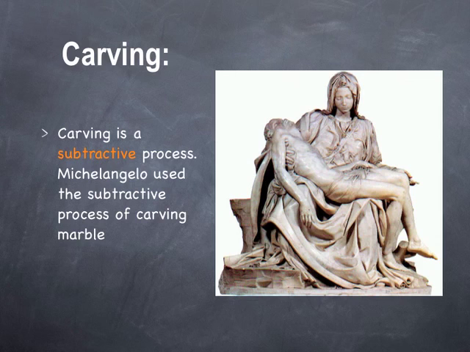Carving is another one of our processes, but this is considered the subtractive process. You begin with a block of clay, a block of marble, or a block of plaster, and you subtract until you get the sculpture that you had intended. This is the Pietà by Michelangelo. It is said that he could look at a piece of marble and he could see the actual sculpture inside.